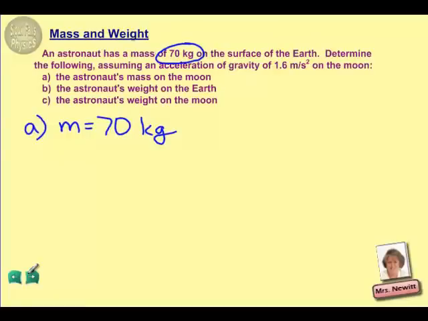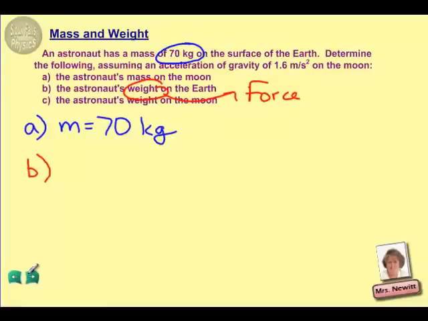That leads us to part B, which is to determine the astronaut's weight. Now remember, when we talk about weight, that weight is a force. It is the force of gravity pulling down on you at a given location. That means it is measured in newtons, and it changes depending on the amount of gravity at a given location.